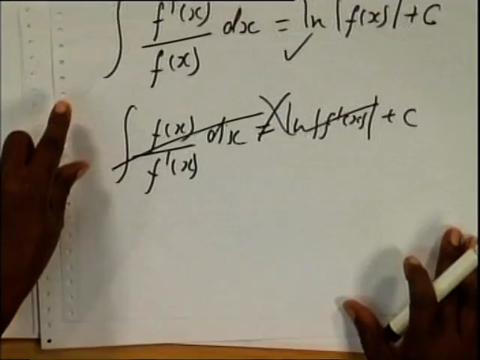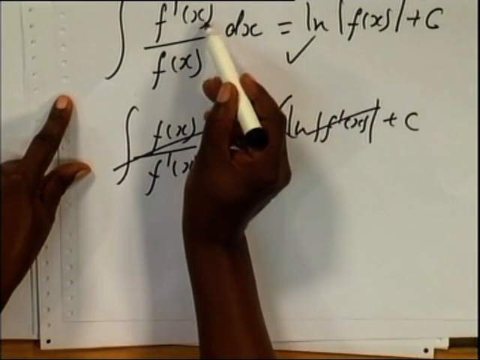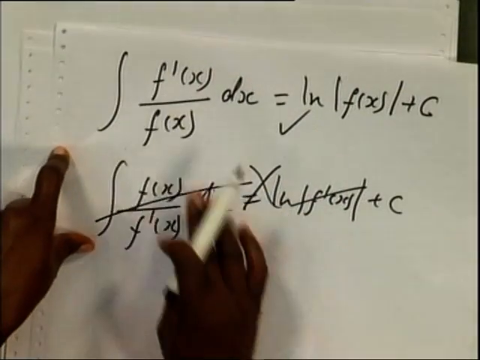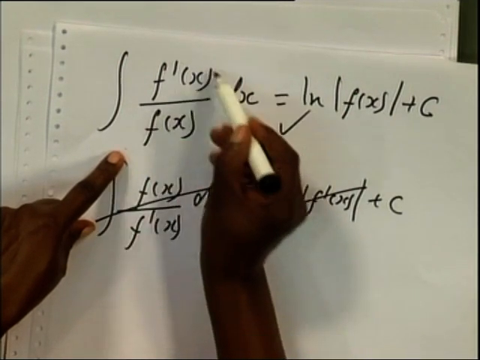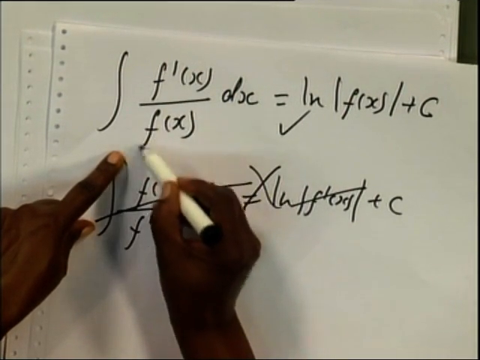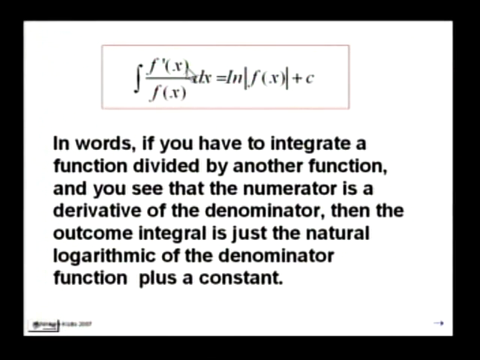So this is true. In words, you say that when you have a function on top over a function at the bottom, and the top is the derivative of the bottom, then the integral of the whole expression is just the ln of the bottom function. That's what I'm writing here in words. If you're given the integral of a function over a function with respect to x, and you realize that the top function is the derivative of the bottom function, then the outcome is just ln of the bottom function plus a constant.